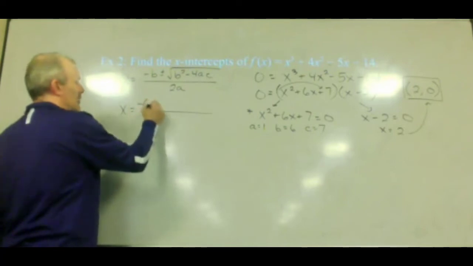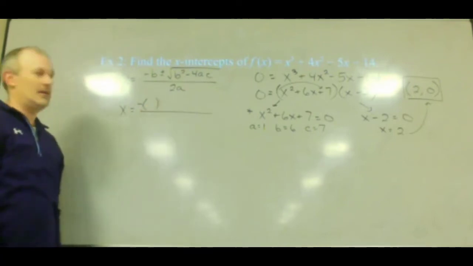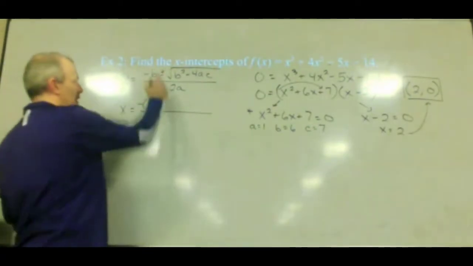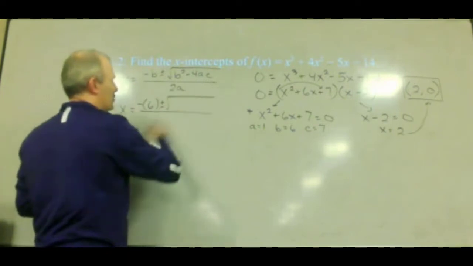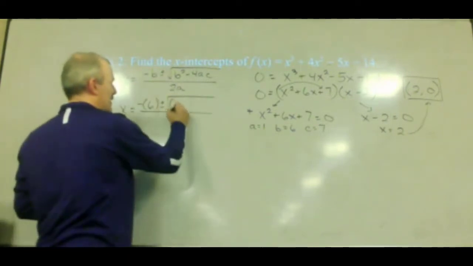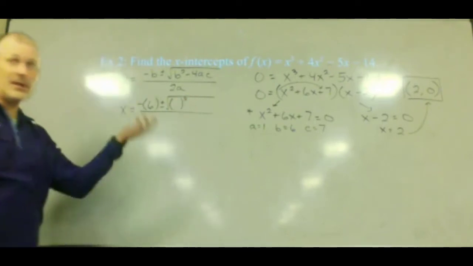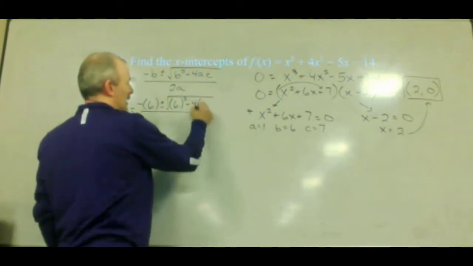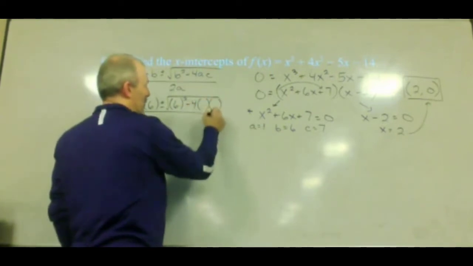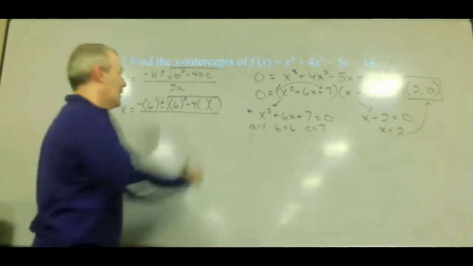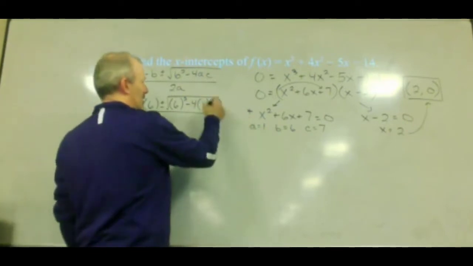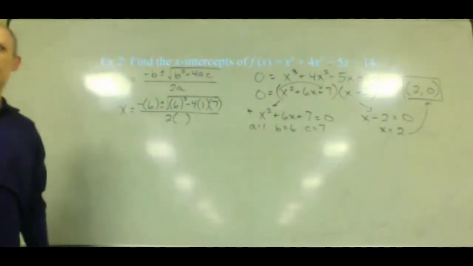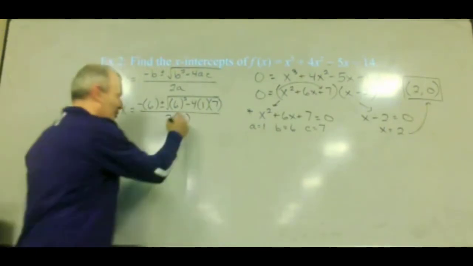So what do we put in place of the b? 6. Just a 6. I mean, the negative's already there, but then we've got a 6, right? And then we put in our plus or minus and our square root sign. And then we've got another b, and it's getting squared. And what do we put in place of the b? 6. And then we've got a minus and a 4. And then we've got an a and a c. What do we put in place of the a? The 1. And what do we put in place of the c? 7. All right. And we've got a 2 and then an a on the bottom. And again, what do we put in place of the a? A 1. Okay.